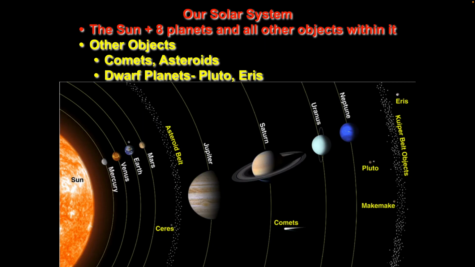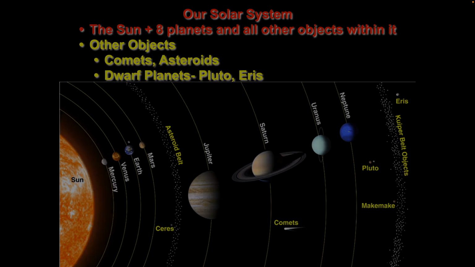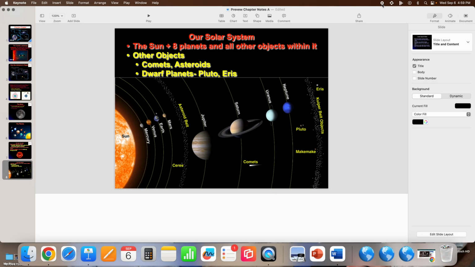Our solar system that we live in, you'll often hear me talk about it like our neighborhood. It really kind of is. It's our community, made of the sun, the 8 planets that we just mentioned, and all other objects inside there, including the dwarf planets that I talked about. But we have other stuff going on in our solar system too. We have really cool comets. We have asteroids. So don't just think planets. We have other things going on in our solar system as well.